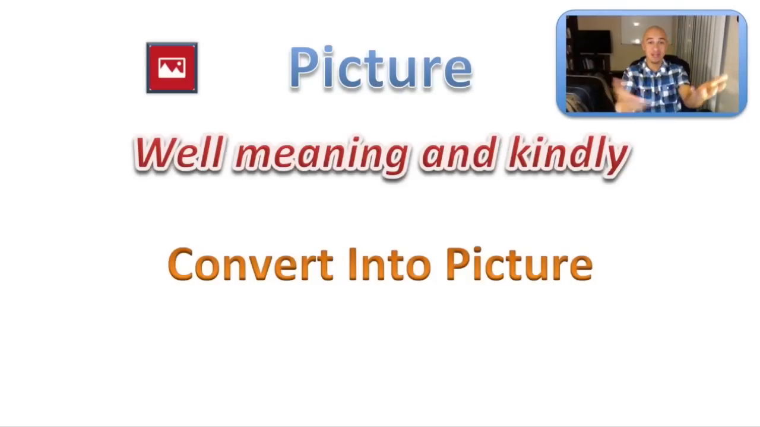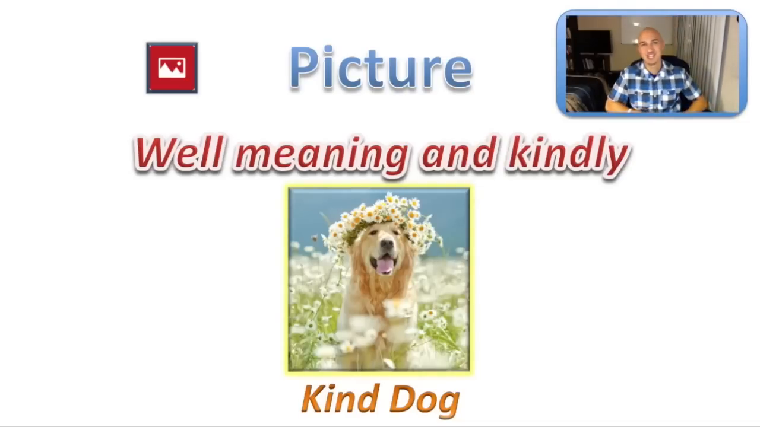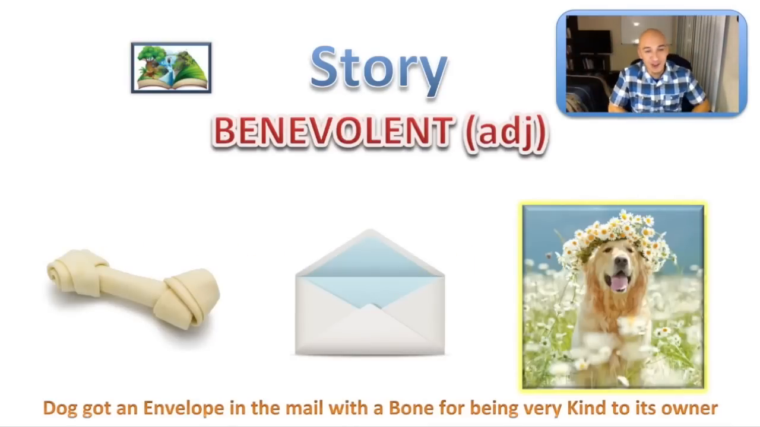So now we take the definition, which in this case is well-meaning and kindly, and convert that into a picture. For me, I just picture a kind dog, right? Now, what do we do with that? We glue these images together, right? We create a story out of the picture and picture that we created, and mesh them together. The story goes, the dog got an envelope in the mail with a bone for being very kind to its owner. So there we go.